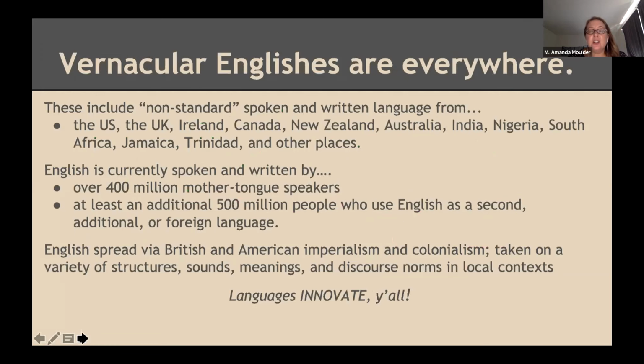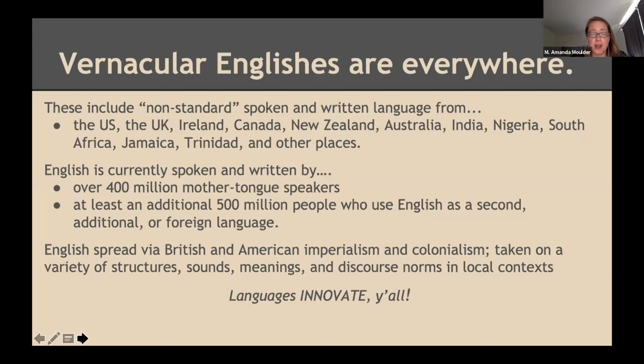So vernacular Englishes are everywhere. Language is an incredibly innovative entity. We've got them in many different countries, and English itself is currently spoken or written by over 400 million speakers as a mother tongue, as a first language, and at least an additional 500 million people who use English as a second or foreign language or an additional language.